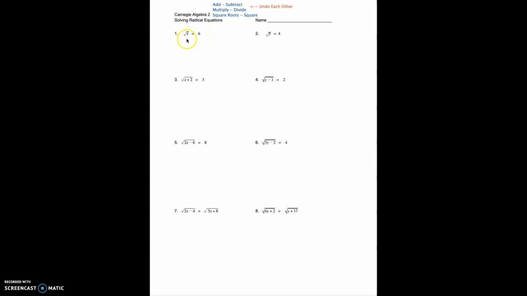Right now, x is inside our radical. So we want to get the x out of the radical. So to undo our square root, we are going to square both sides. So I'm going to square this side here, and I'm going to square the 6 as well. What you do to one side, you have to do to the other to keep it balanced. So again, the square root symbol and the square gets the x outside of that radical. So now we have x equals 6 squared, or 6 times 6, which is 36.